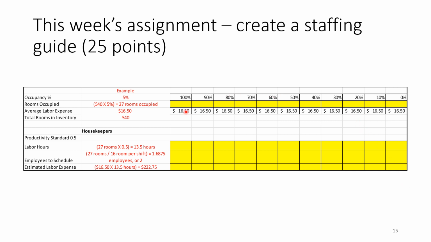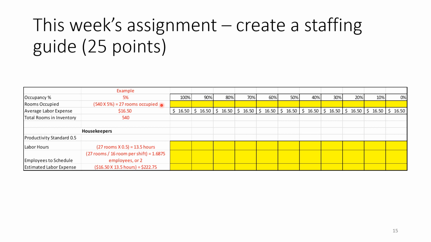First, you'll need to calculate how many rooms are occupied. We have 540 rooms at our fictitious hotel. At 5% occupancy, 27 rooms are occupied. To get that number, I just took our total rooms in inventory, 540, times our 5% occupancy, and that's how many rooms we have with people in them.